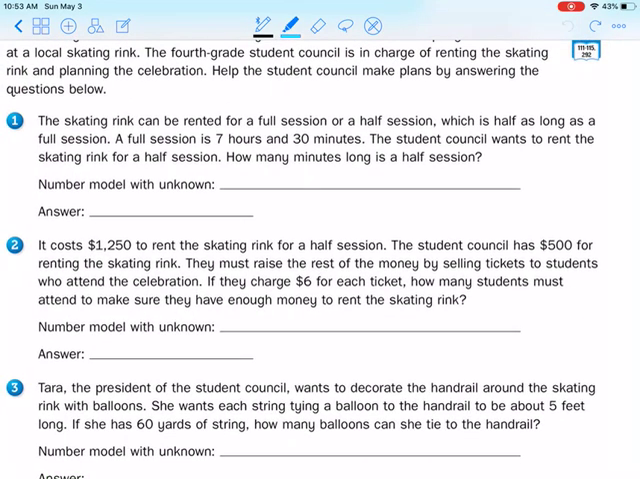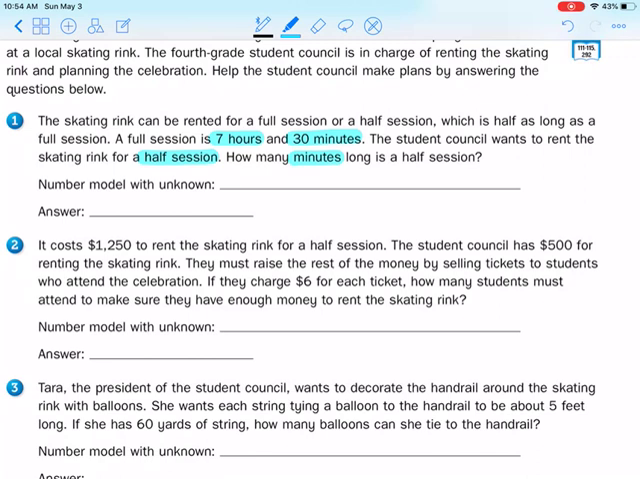The skating rink can be rented for a full session or half session, which is half as long as the full session. A full session is 7 hours and 30 minutes. The student council wants to rent the skating rink for a half session. How many minutes long is a half session? So here we have to do multiple steps.